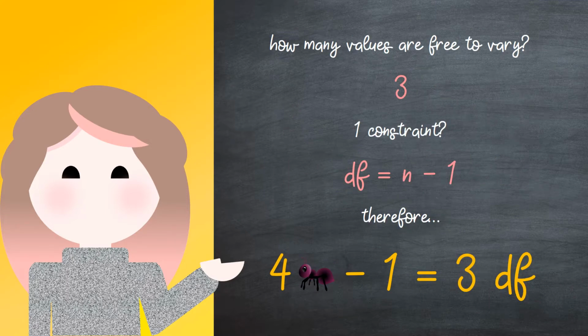So just as we saw, when we knew the mean of our sample of 4 ants, 3 of the values could be anything at all. But the final measurement was not free to vary.